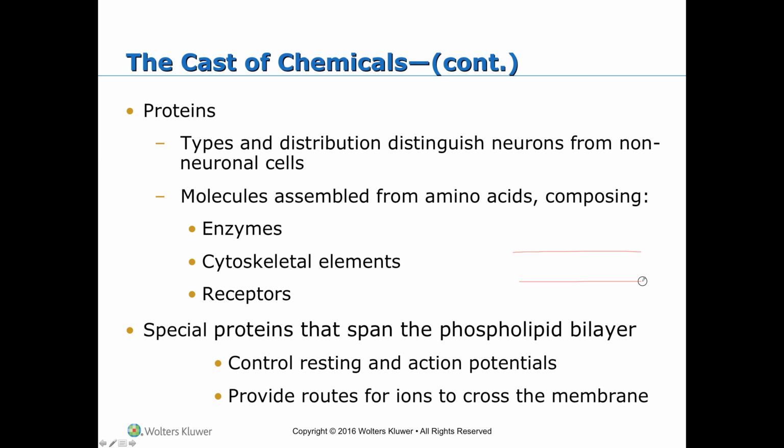Remember that here is the phospholipid bilayer. In order to get from the outside to the inside, extracellular, intracellular, you're going to need something like a channel. Something that will go across this membrane right here, allowing for something like a charged species, which normally wouldn't be able to pass through the phospholipid bilayer, allowing for it to cross through. So this provides routes for ions to cross the membrane, and it helps to control the resting and action potentials. And this will be a lot more transparent and a lot more clear when we start talking about the action potential.